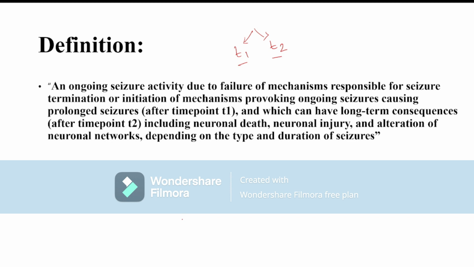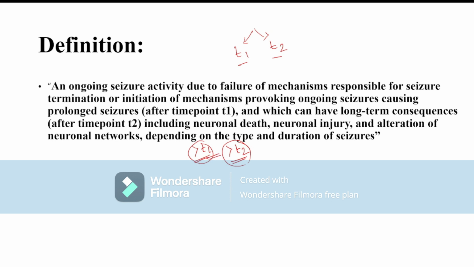Depending on the type and duration of seizure, it is called status epilepticus. So, what do we mean by status epilepticus? If a patient has convulsion for more than time point T1, then it is called status epilepticus. And if the patient has convulsion for more than T2, then the patient has long-term complications.